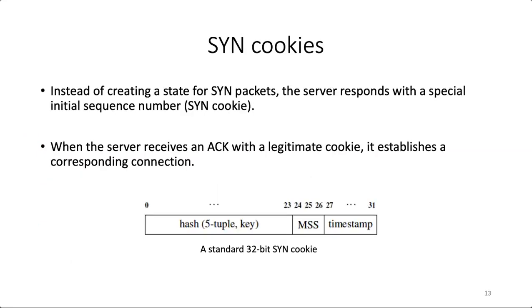SYN cookies is a mechanism the servers use to protect themselves against SYN attack. In this mechanism, the server does not create a state for SYN packets, but responds with a special initial sequence number, called the SYN cookie. This number is generated using a hash function and a cryptographic secret key. Later, when the server receives an ACK packet with an acknowledgement number which equals the SYN cookie plus 1, then it will establish the connection. This is always the first ACK of the connection, which we previously called ACK3.